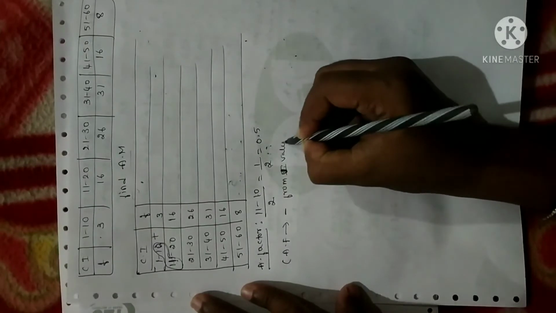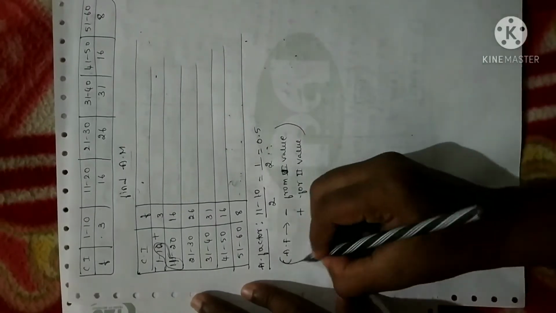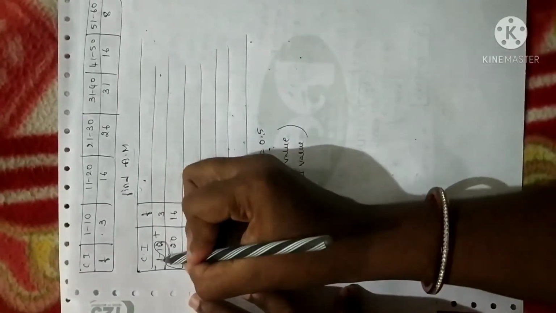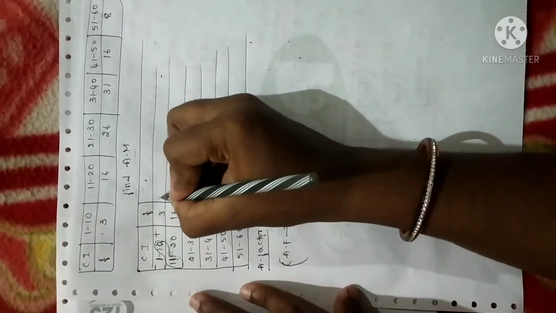This is only for your reference, and it should be added for the second value, the adjustment factor. Fine, so that the data will become continuous. Now in this problem the adjustment factor is 0.5. Subtract 0.5 from 1 so that you will get 0.5.